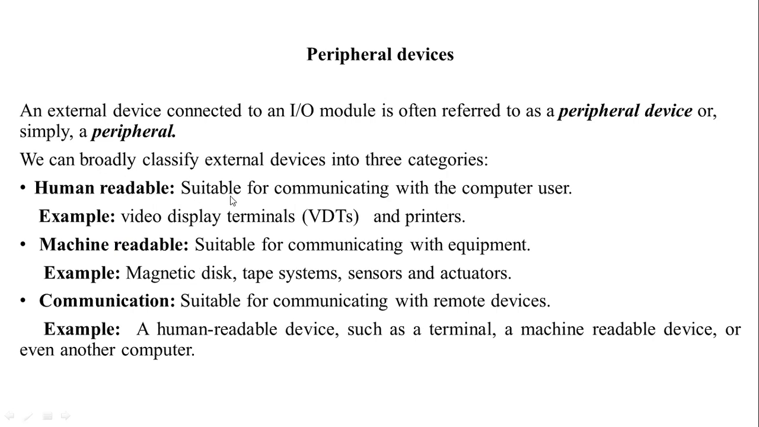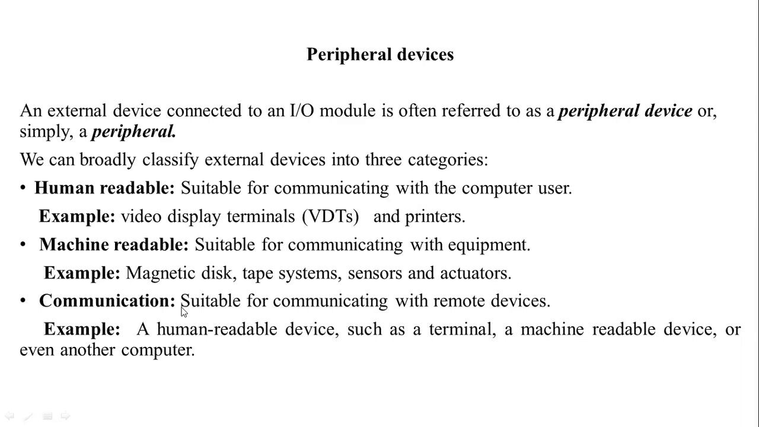What are the human readable devices? Those suitable for communicating with the computer user, like VDTs, video display terminals, the monitors or the printers. Machine readable devices are suitable for communicating with equipment, for example magnetic disk and tape systems, sensors, actuators. What are the communication devices? The devices which help in communicating are called communication devices, for example human readable devices such as terminals, machine readable devices, or even another computer. So these are the different types of peripheral devices.